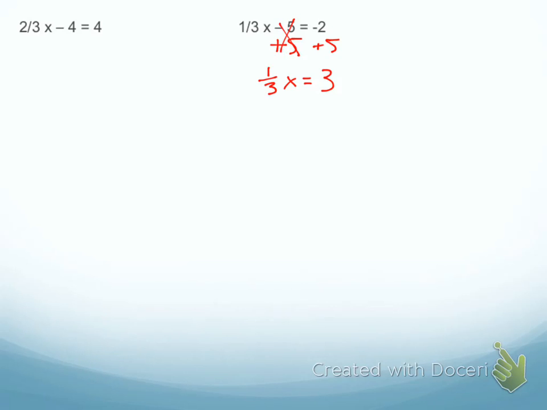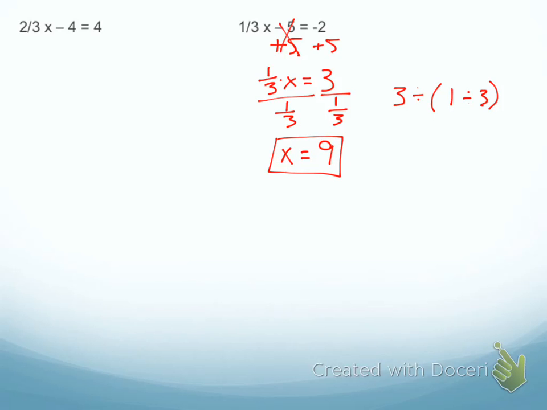Now here's where we need to be careful. Again, it's 1/3 times x, so I'm going to divide both sides by 1/3. When I do that, make sure that if I'm plugging it into a calculator, I plug it in as 3 divided by parentheses 1 divided by 3. Another way you can think about it is dividing is the same as multiplying by the reciprocal. The reciprocal of 1/3 is 3, and so x is going to be equal to 9.